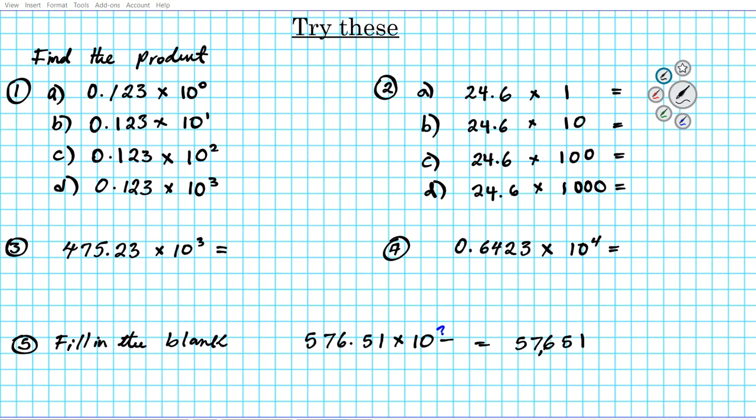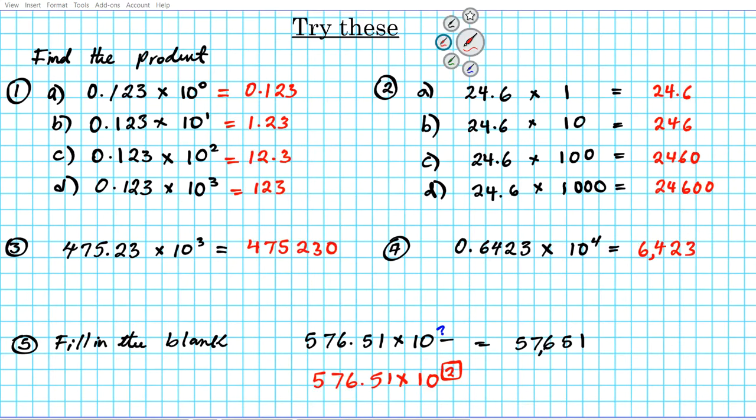Welcome back. So hopefully you had a chance to try out the practice problems. So here are the answers. What we'd like you to do at this time, go ahead and check your work against these 5 answers. How well did you do?